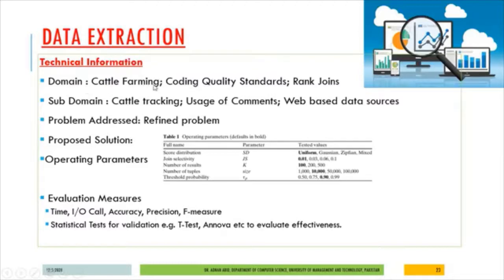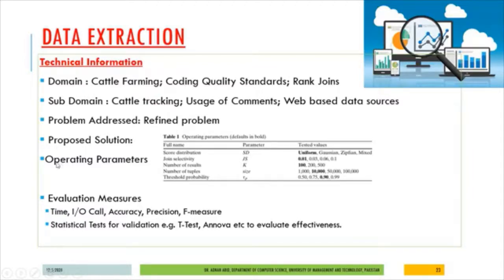So the domain could be cattle farming and subdomain could be cattle tracking. The domain could be quality coding standards and the subdomain could be that the article just considers the usage of comments for enhancing the quality of code. The domain could be rank joins, and the subdomain could be the web-based data sources only, not the system resident data sources. So this is how we tend to define the domain and subdomain. And the problem addressed is the refined problem that we are addressing.